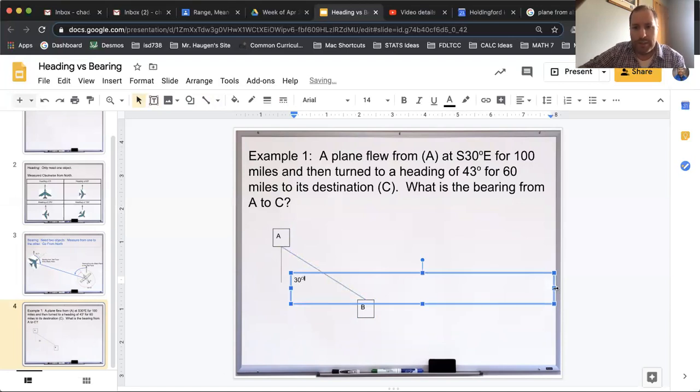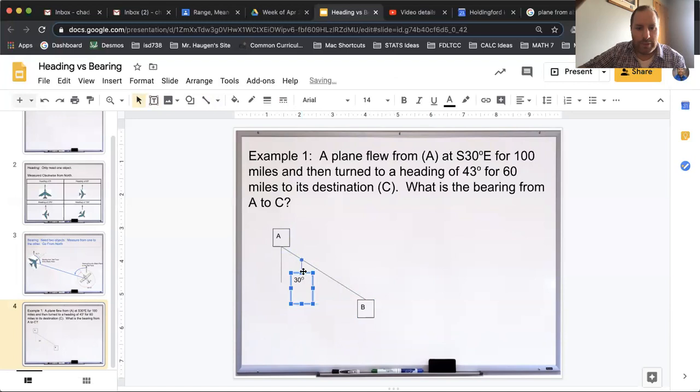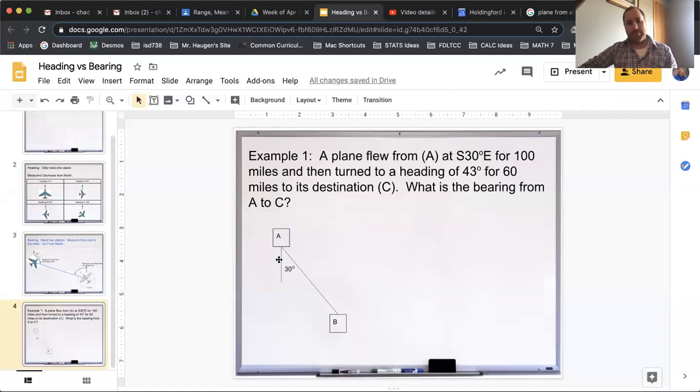All right. Well, let's put that in there. And then I'm going to make it look a little bit more like a 30-degree angle, because that looks about 45. So I'm just going to pull that in. So there's about 30 degrees. That's south, and then 30 degrees towards the east. That's what this one is.